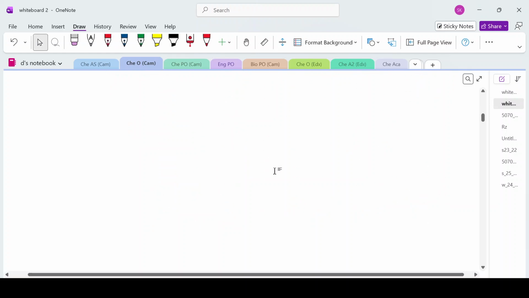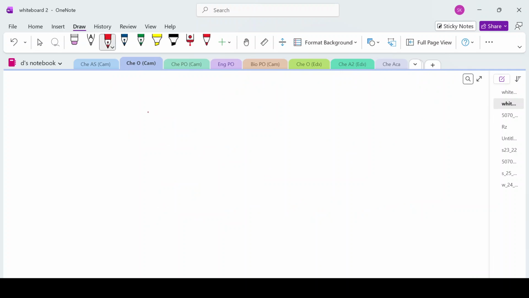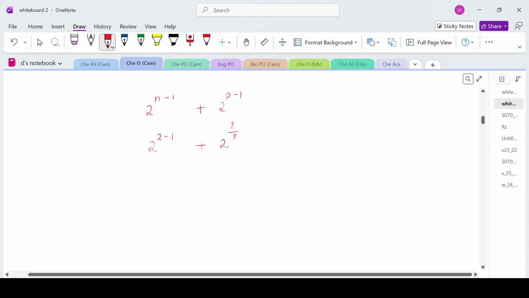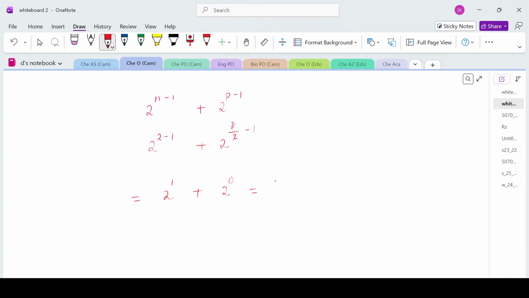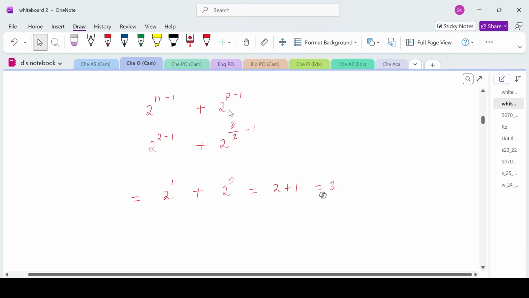এই ব্যাপারটা একটু মাথায় রাখতে হবে। I know it's difficult, এটা আমাদের বইতেও কোথাও নাই, and I'm surprised এটা একটা কোশ্চেন আসছে। সাধারণত বেশি আসবে না, so যেহেতু 2 হচ্ছে ইভেন, so 2 to the power n minus 1 plus 2 to the power p minus 1, so 2 minus 1 plus 2 to the power even যেহেতু, so 2 by 2 minus 1, so it's going to be 2 to the power 1 plus 2 to the power 0, so it's 2 plus 1, 3.